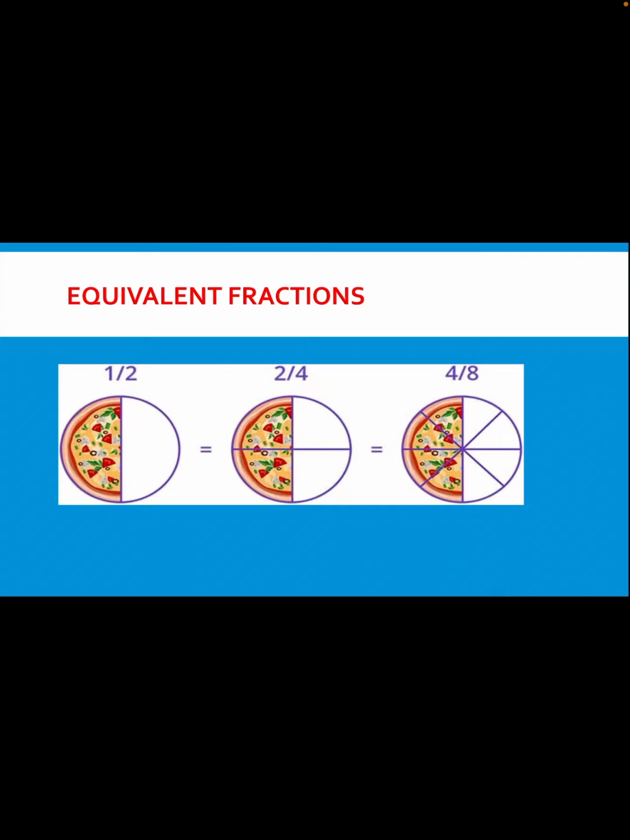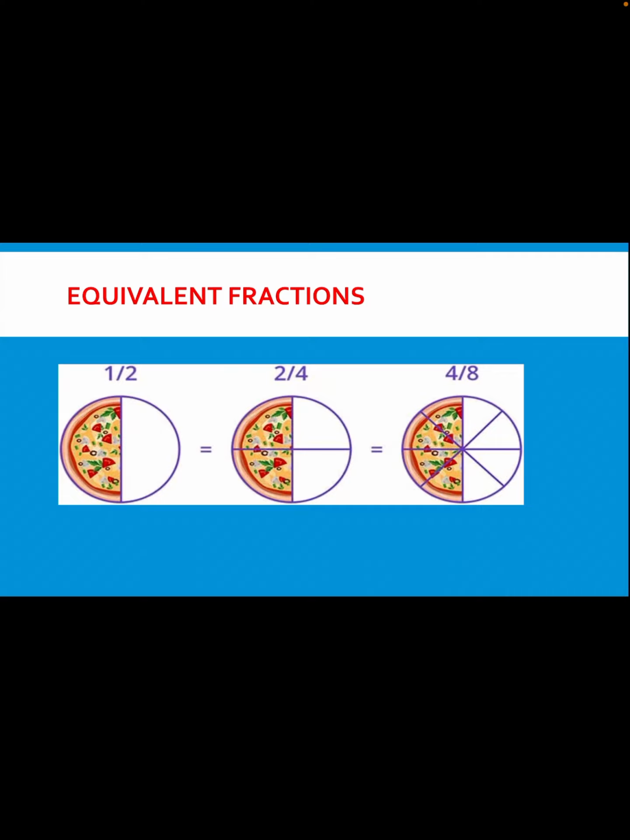In the next figure you can see we are considering 2 quarters, so it can be written as 2 by 4. Okay, the pizza is divided into 4 equal parts in the second figure. And in the third figure you can easily see that the pizza is divided into 8 equal parts. And when you are taking 4 parts of the pizza, it becomes 4 by 8. That means it is nothing but half only.